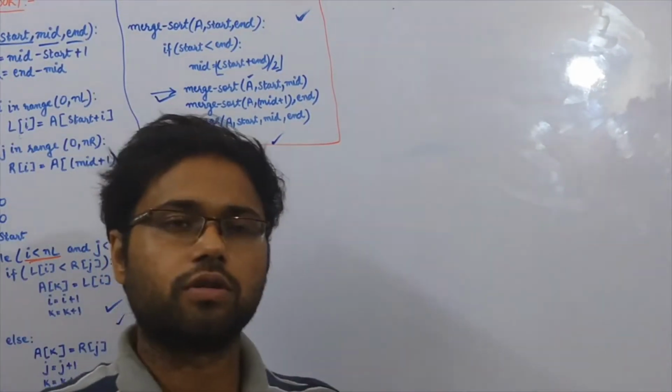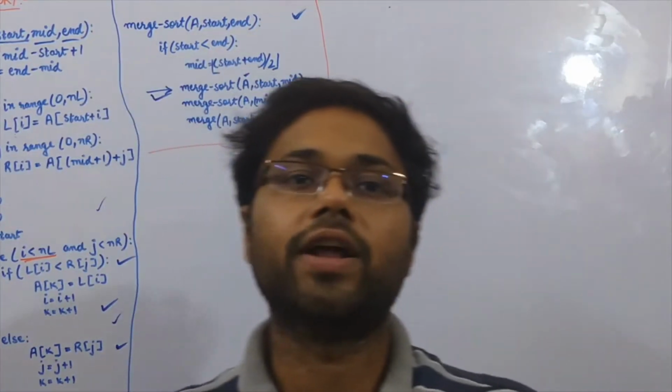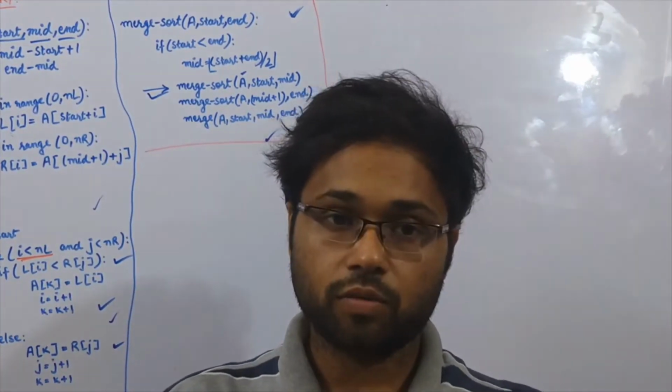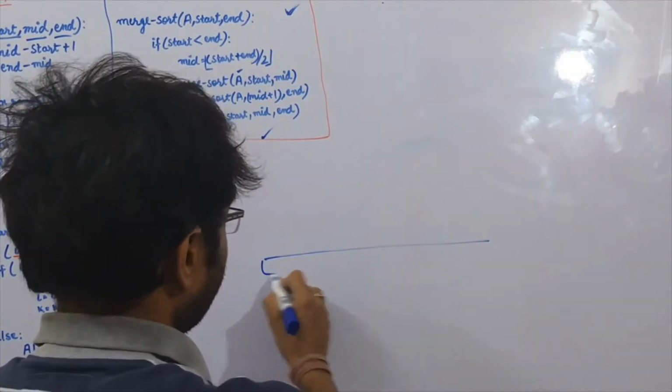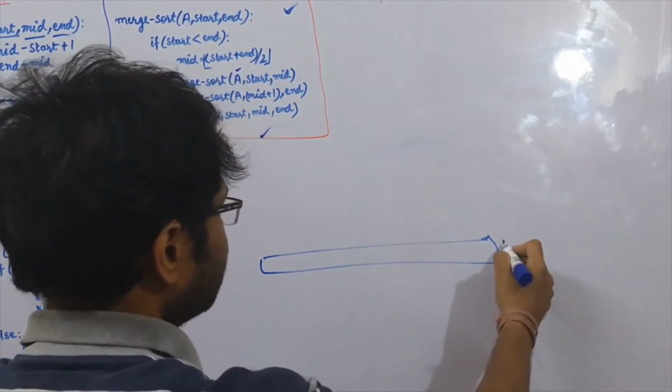What is merge sort based on? It is based on the process of divide and conquer. So what is the divide and conquer approach? In the divide and conquer approach, there is some problem of, suppose, any size n.